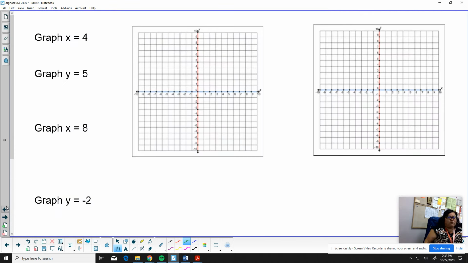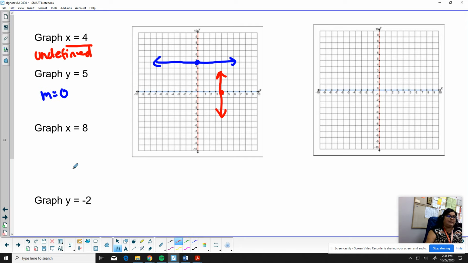I do have a few here that you can practice if you'd like to pause and practice these, and then I can do them real quick. So x equals 4 would be at 4, straight up and down. Slope undefined. Y equals 5 would be sideways at 5, so right here. And that slope is 0.